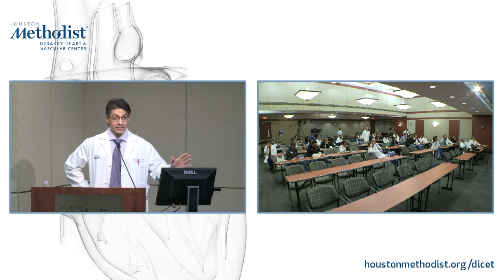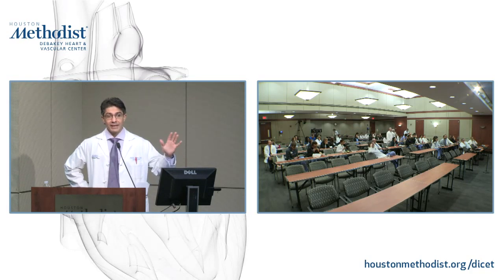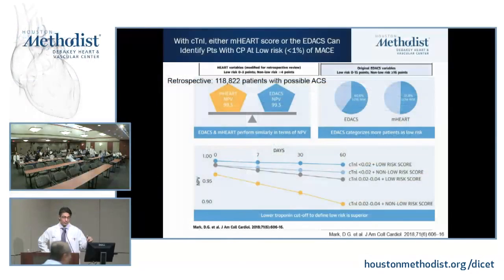This was retrospective, needs to be studied prospectively. You may say, well, we don't have high sensitivity troponin in our hospital. They looked at a modified heart score, so they modified one of the variables, and they looked at cardiac troponin I. If you have a low risk score by this modified heart score and your troponin is normal, you're bulletproof, and you're going home. And this was studied in 118,000 patients in the Kaiser system.